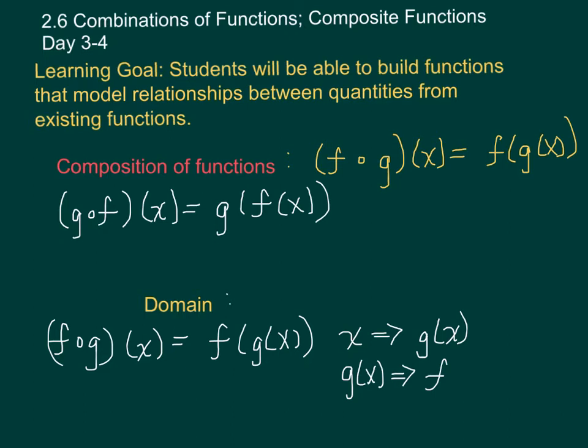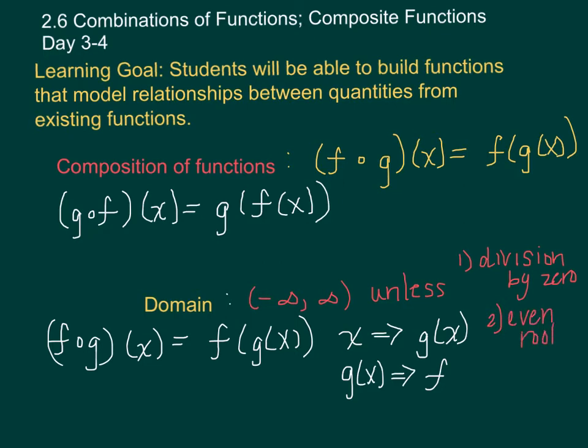So when you're checking for domain, you still remember to look for those two things. It's negative infinity to positive infinity, unless you see division by 0, or the even root of a negative number. So when you're checking for that, you're going to check g first, and then make sure that g of x, that domain is in f.